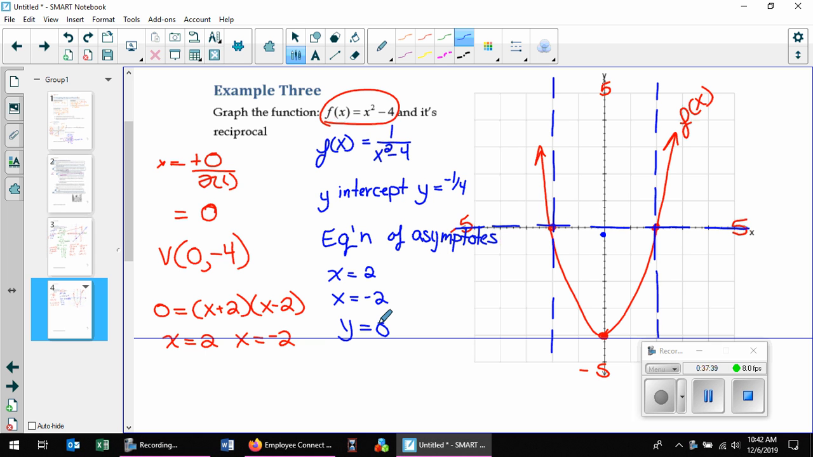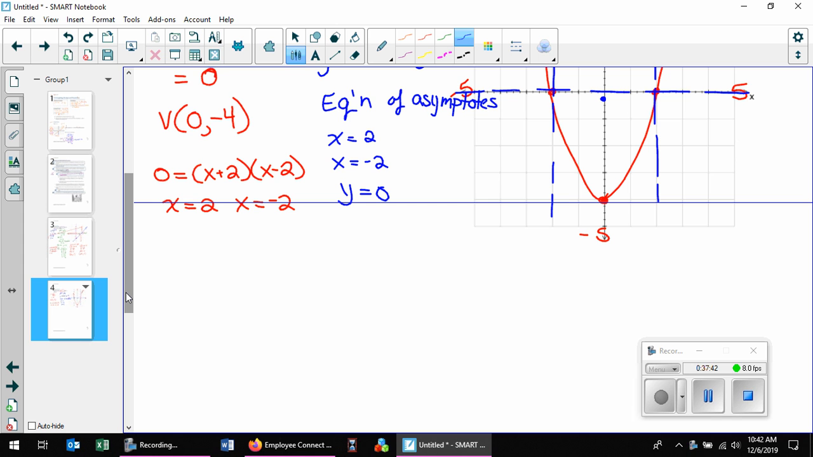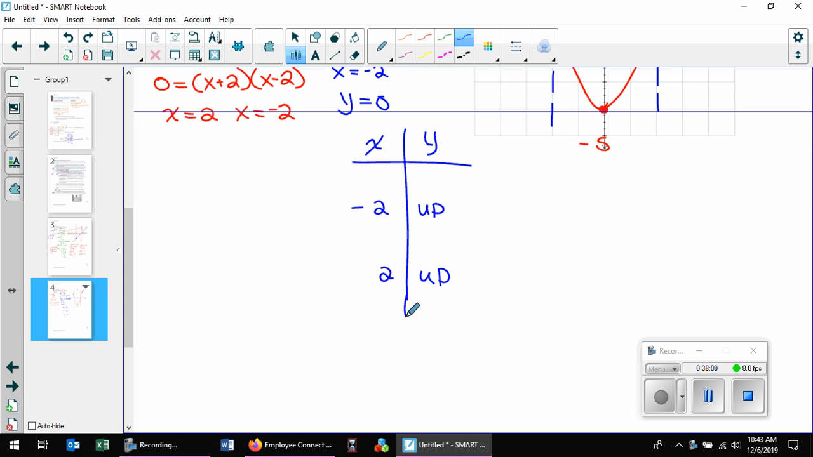Okay, so now I'm going to pick points. I call this sign analysis. Some people like sign analysis, some people hate it, some people prefer to do a table of values. So I'll do the table of values first, and then I'll tell you what I mean by sign analysis. I know my first asymptote is at -2, and my second is at +2. I'm going to pick some values to the left of -2: -3, -4. So let's put those in the equation.